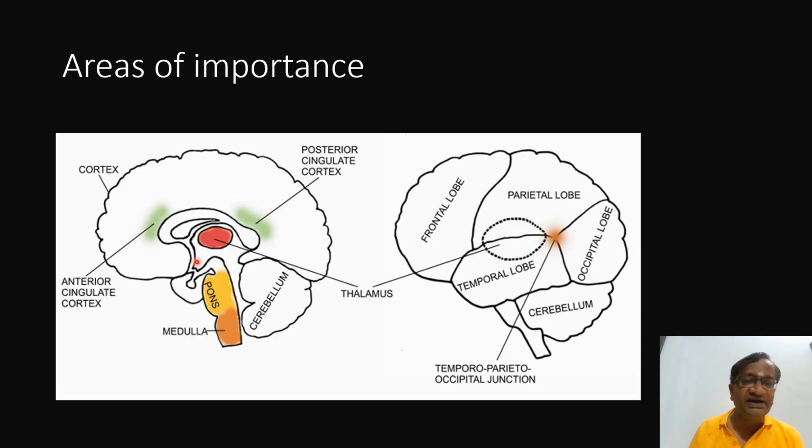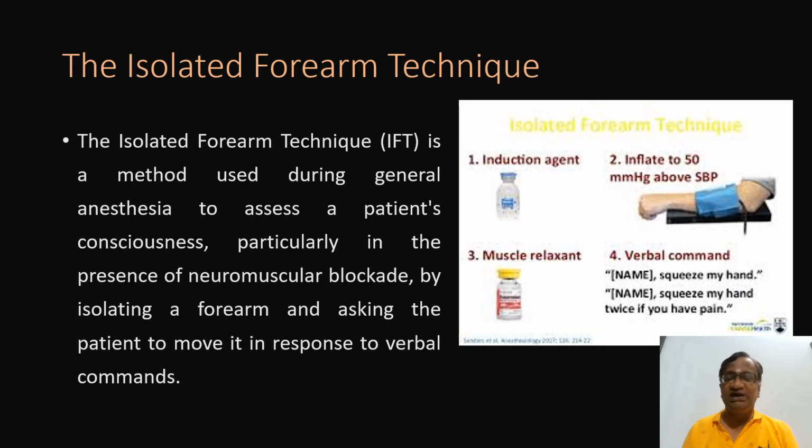So what are the areas of importance? Thalamus and this spot here, the temporoparieto-occipital junction. These are the areas of importance. Now, what is the isolated forearm technique? You have given propofol or some other induction agent, and given muscle relaxants, put in the tube. Now, at the time of muscle relaxation, you have applied a tourniquet like this, thinking that the muscle relaxants will not go here.